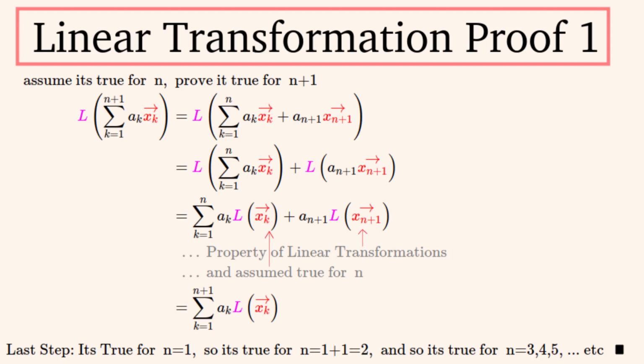So this is the last step of induction, where because it's true for n is equal to 1, then it's true for n is equal to 1 plus 1 is equal to 2, and then so on, for all natural numbers, and this completes the proof. So we've proven the whole theorem.